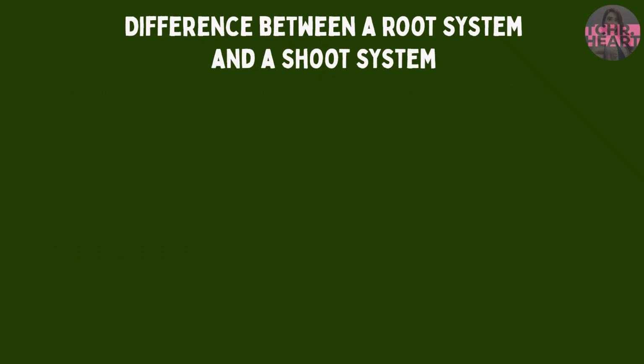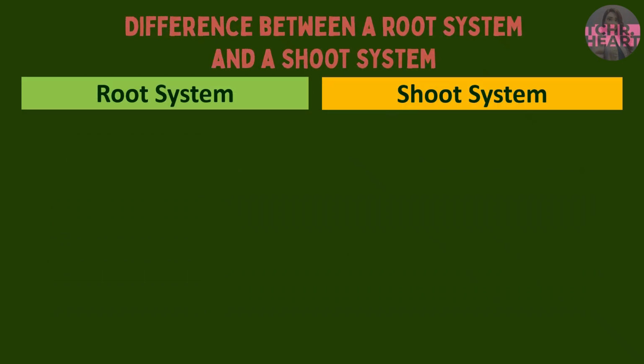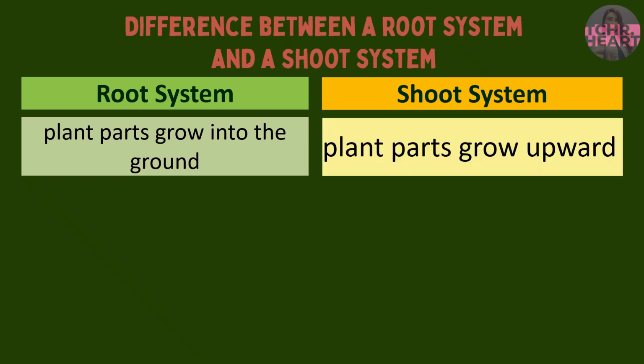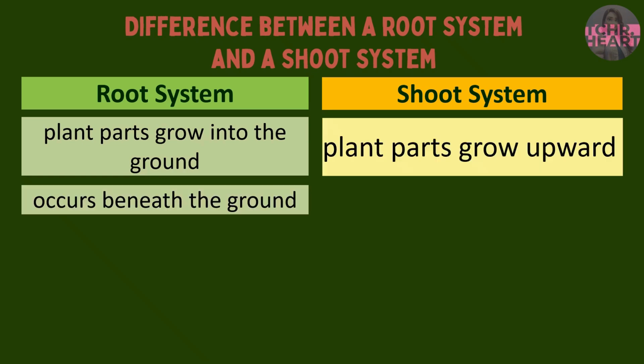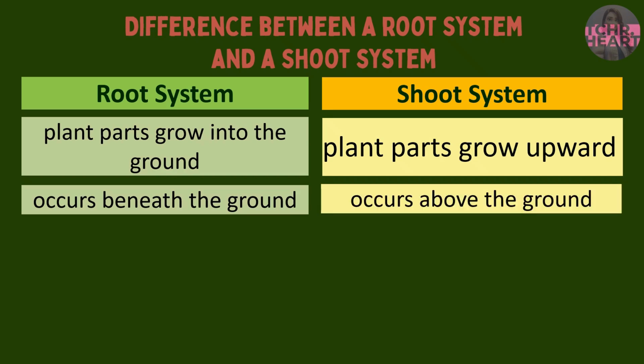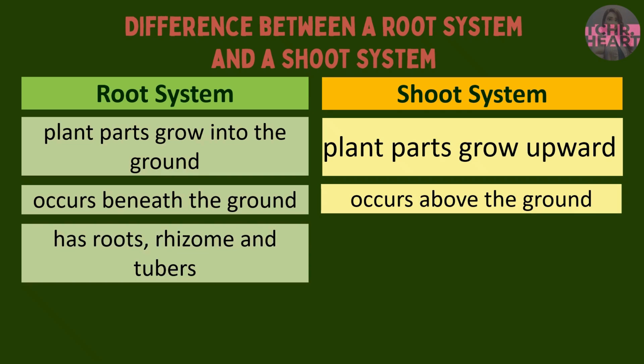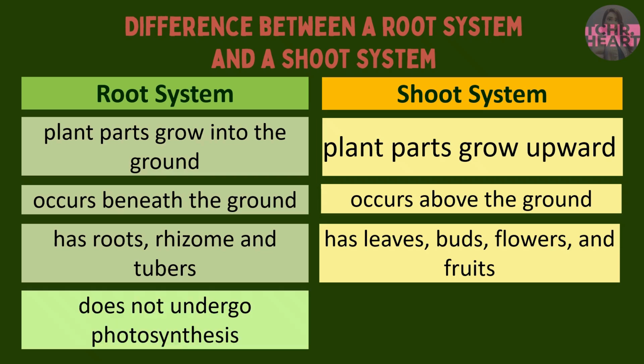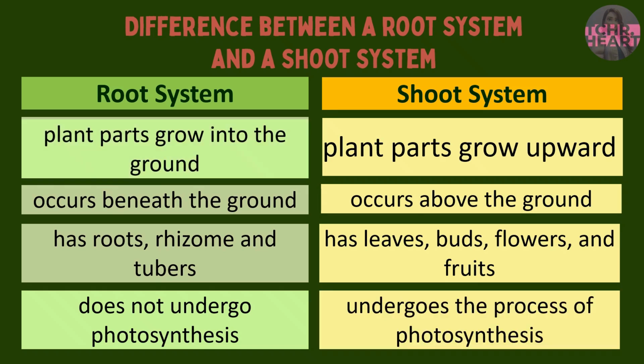Difference between a root system and a shoot system. Root system plant parts grow into the ground. Shoot system plant parts grow upward. Root system occurs beneath the ground. Shoot system occurs above the ground. Root system has roots, rhizome and tubers. Shoot system has leaves, buds, flowers, and fruits. Root system does not undergo photosynthesis. Shoot system undergoes the process of photosynthesis.